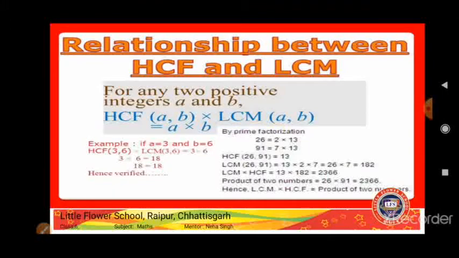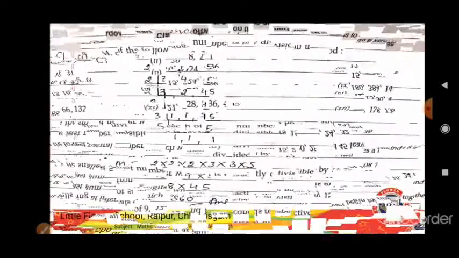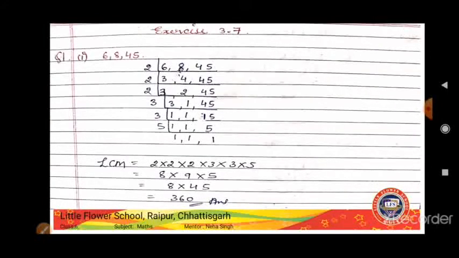Okay, so let us solve the questions. Exercise 3.7. Determine the LCM of the following numbers. Let us see how we are going to solve. The numbers are 6, 8 and 45. How are we going to do this? See, we'll divide all these numbers by 2. 2 3s are 6, 2 4s are 8. 45 is not divisible, so we'll write 45 as it is.